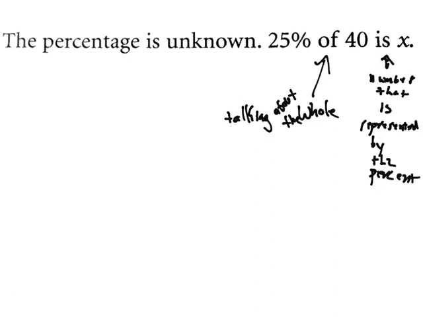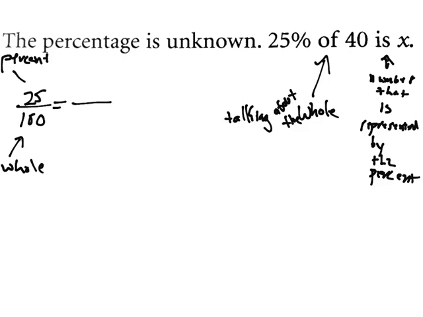So the proportion of the percent is always over 100. So 25 over 100 equals... And 100 is the whole. Obviously the top is the percent. Then our whole in this case is 40. What we don't know is the number. So we cross multiply here. You could also reduce. This reduces to 1/4. End up with 40 equals 4x. Divide by 4 and you get x equals 10.